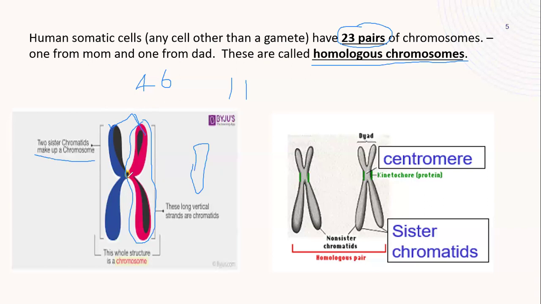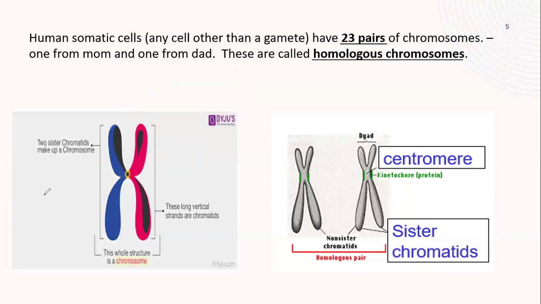The sister chromatids are joined to each other by a structure. Let me highlight it better. You have this structure here. This is the centromere. So two sister chromatids are joined to each other by a centromere, okay? Then when you look at the chromosomes in our body cells, they occur in pairs, and these pairs are referred to as homologous chromosomes. I hope that is clear to this point.